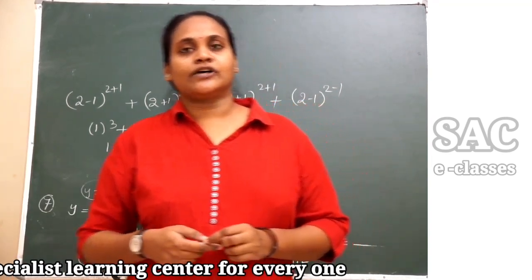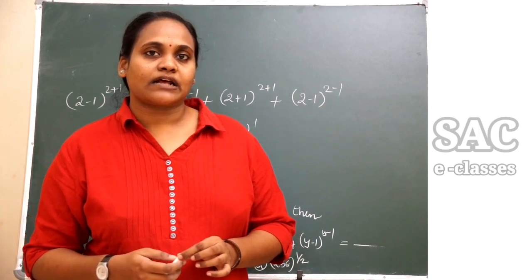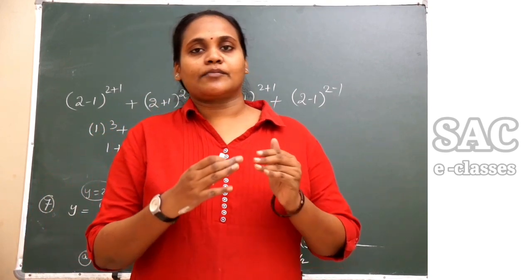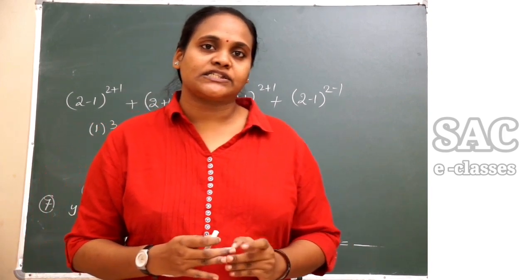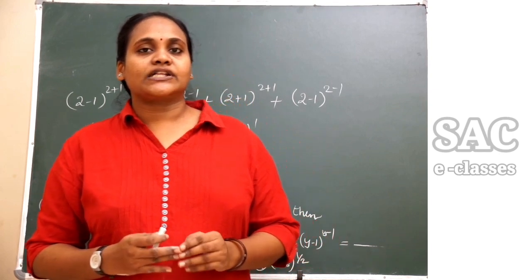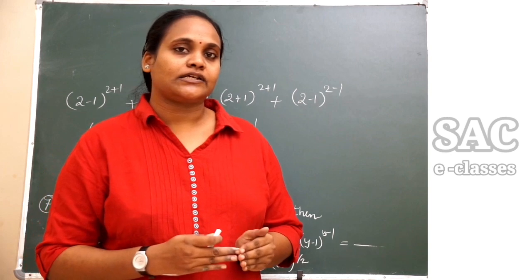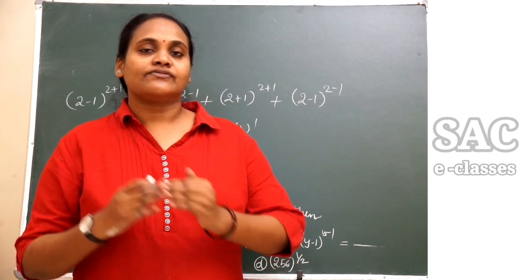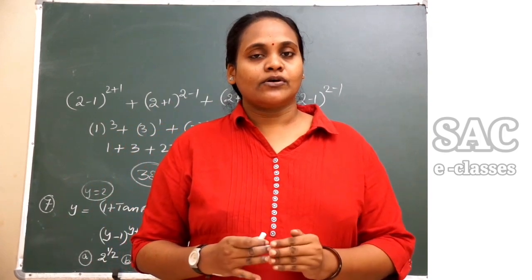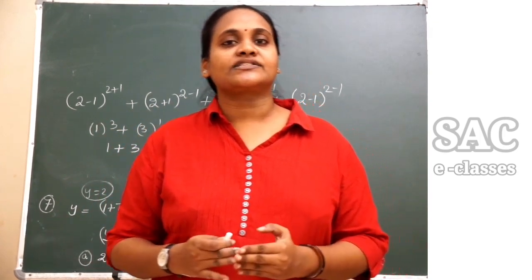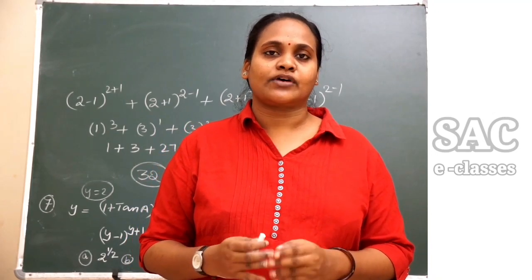In this video you have learned the 5 to 7 problems which are relevant to the trigonometric ratios: 1 plus tan A into 1 plus tan B is equal to 2 whenever their sum is equal to 45 degrees, or 1 plus tan A into 1 minus tan B is equal to 2 whenever their difference is pi by 4.